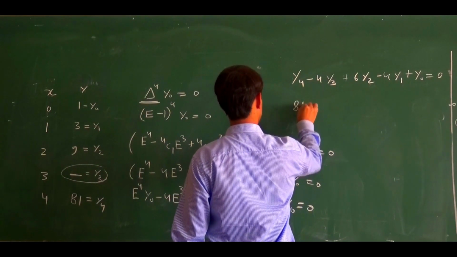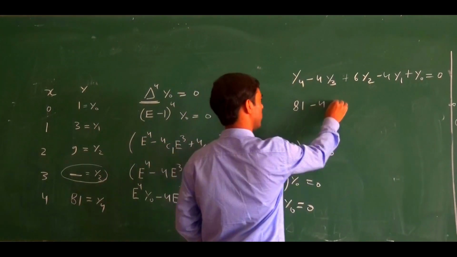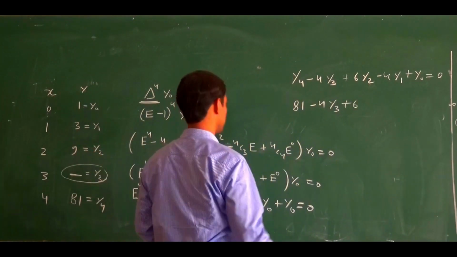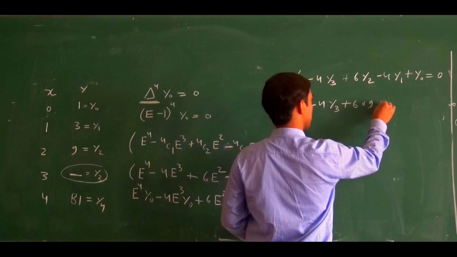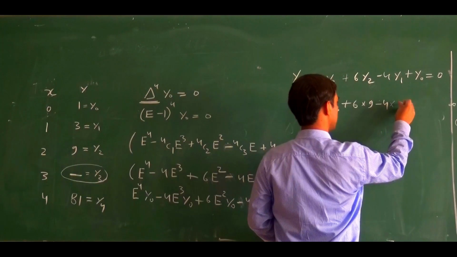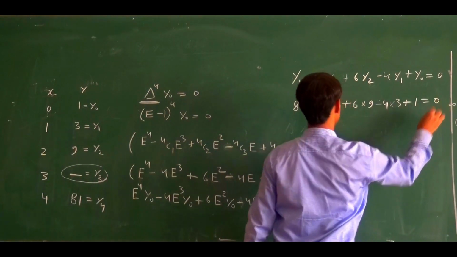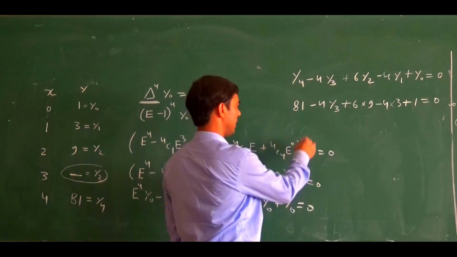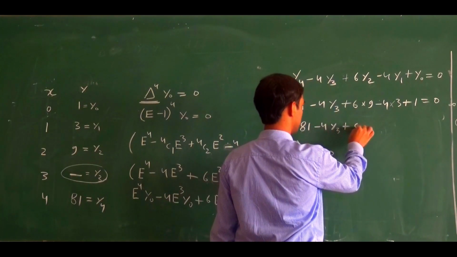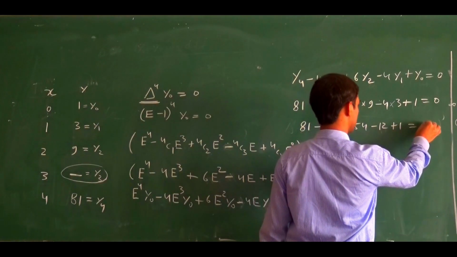So if you put in the values, y4 is 81. 81 minus 4 into y3, where y3 is the unknown value, plus 6 into y2, y2 is 9, minus 4 into y1, y1 is 3, plus y0, y0 is 1. This equals 0. If we simplify, 81 minus 4y3 plus 54 minus 12 plus 1 equals 0.